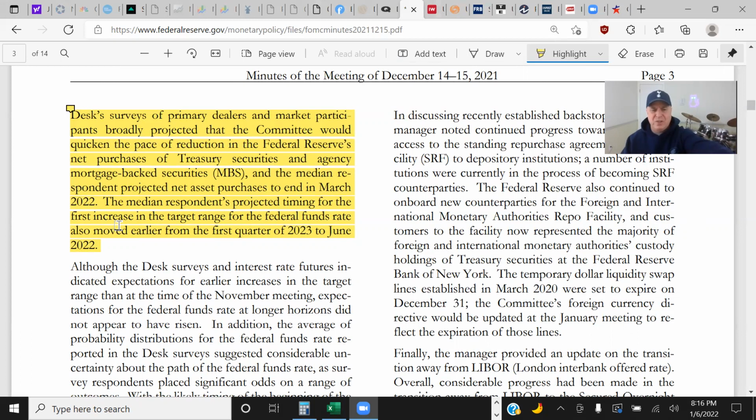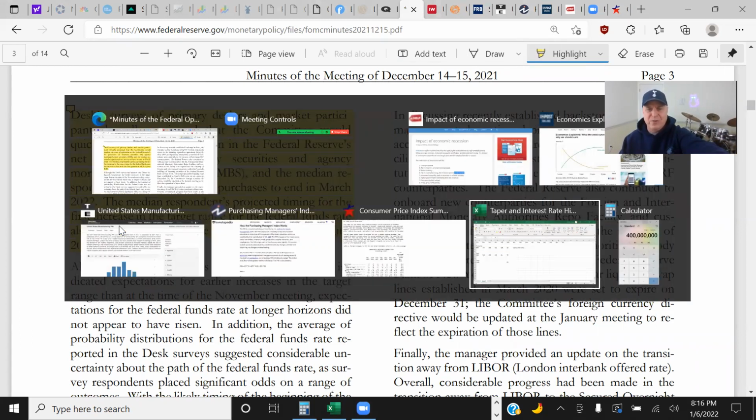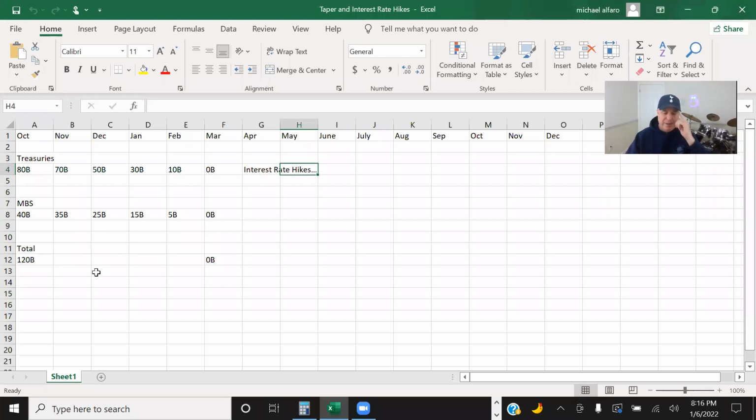Again, this is something that should not have spooked anybody. I did a video where I already showed this spreadsheet here, and basically the Fed was buying back $120 billion of bonds and securities. It had been doing it for a long time. As of October, they were buying $80 billion a month in treasuries and $40 billion a month in mortgage-backed securities.